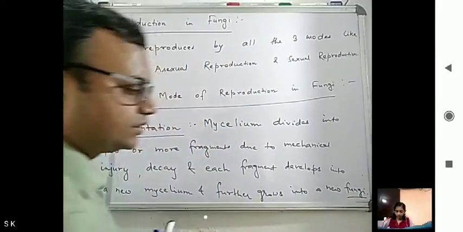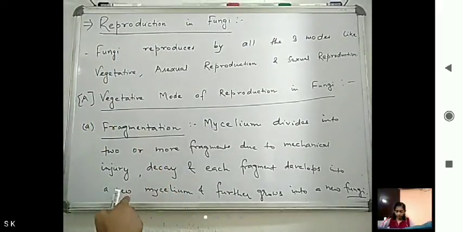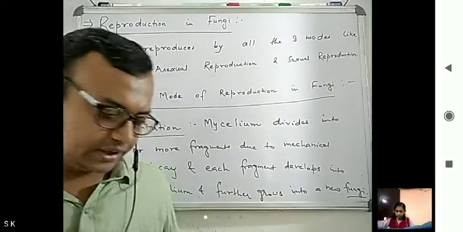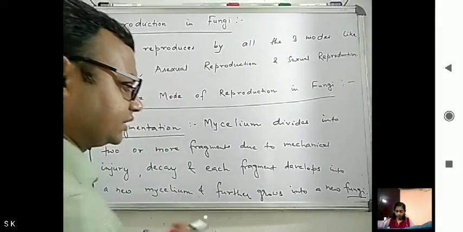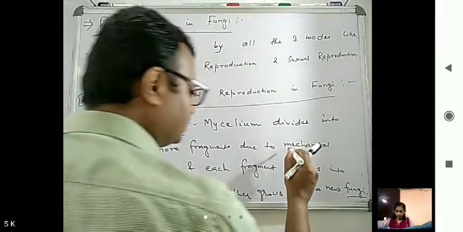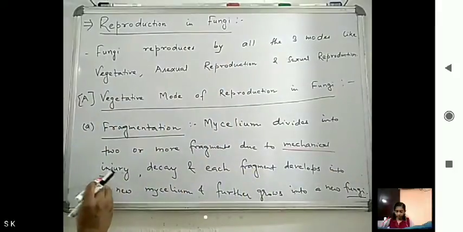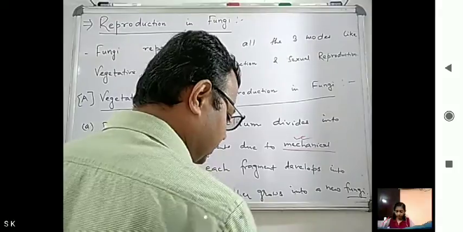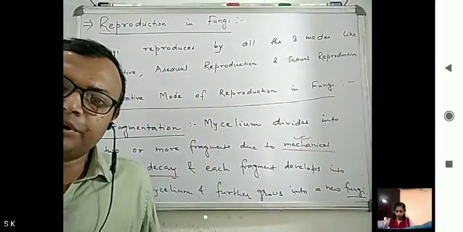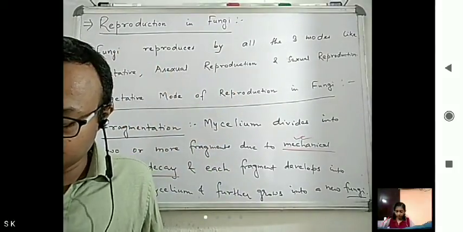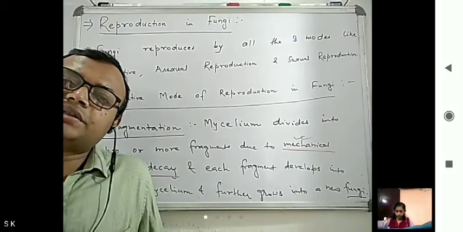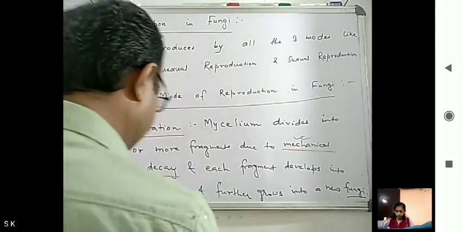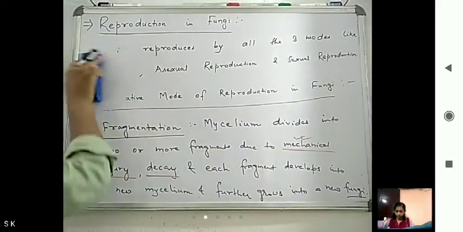Mycelium is the vegetative body of fungi. In fragmentation, questions ask what the reasons are, so you have to remember mechanical injury or decay, mostly mechanical injury. Every fragment develops into a mycelium. Now, the next type is fission, in which simple splitting happens.